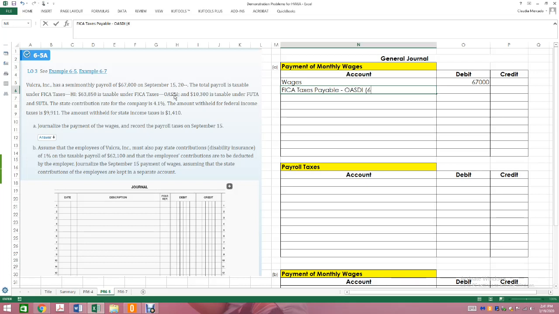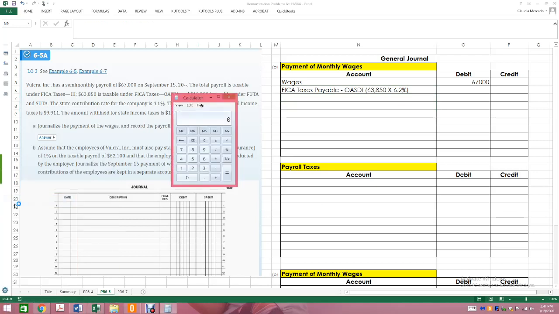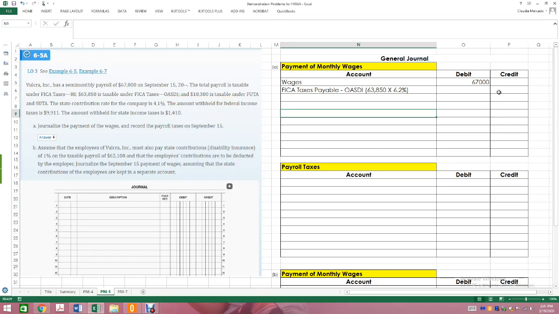So I'm going to get the $63,850, and I'm going to multiply times my OASDI rate of 6.2%. Okay? And let's see what that gives us. 63,850 times 6.2%. That's $3,958.70. Okay.